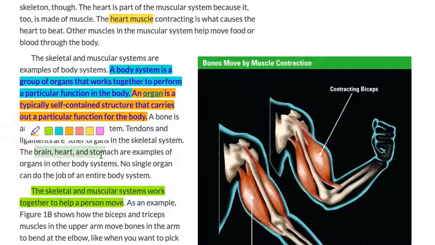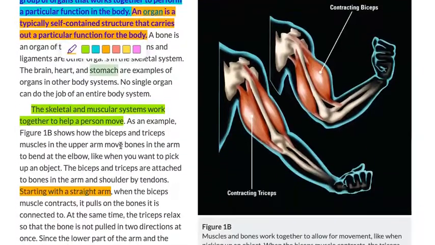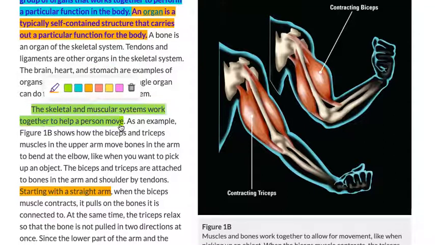The brain, heart, and stomach are also examples of organs for other body systems like the nervous system, the circulatory system, and the digestive system. So no single organ can do the job of an entire body system. The skeletal and muscular systems work together to help a person move.